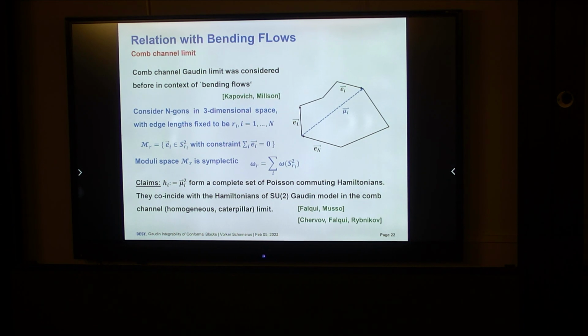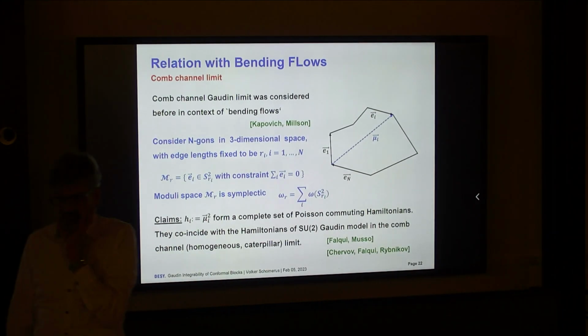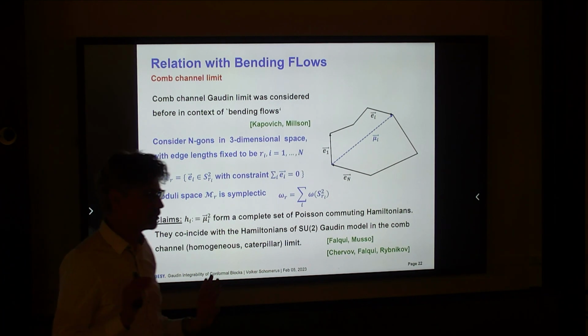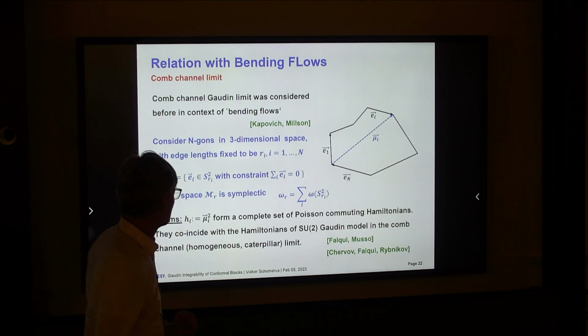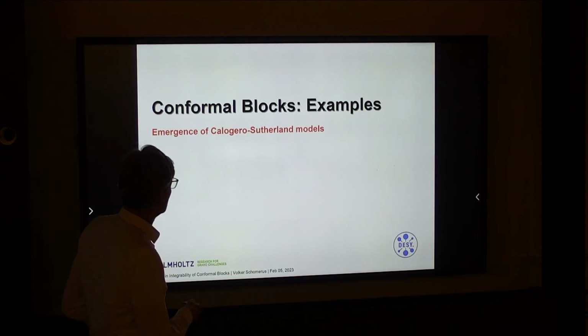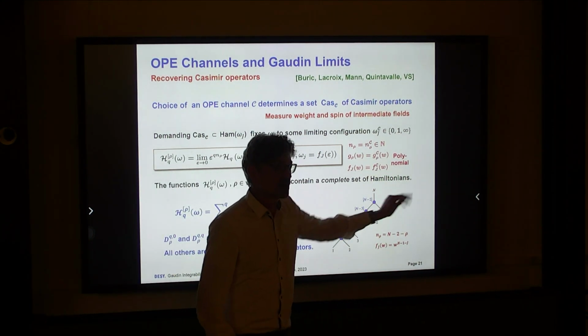So maybe since I'm running out of time, I don't want to go through this. This is just a curiosity. These limits, in general, I think they were new. These limiting Gaudin systems, I think, were not considered before, except for very particular channels, these comb channels.